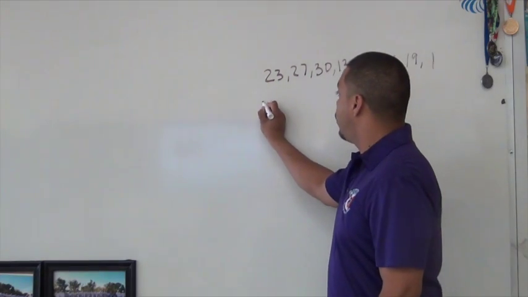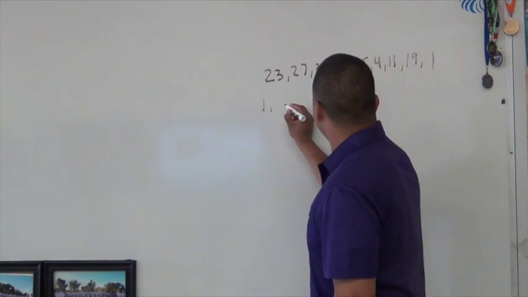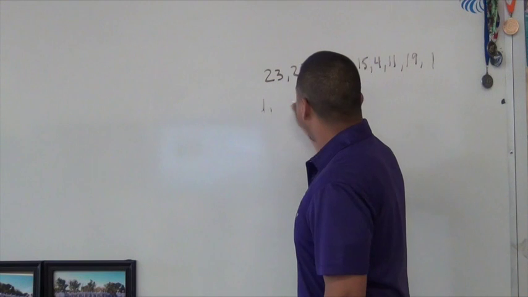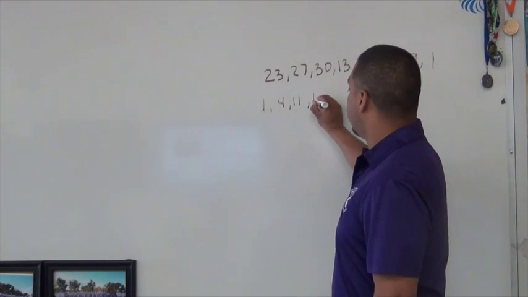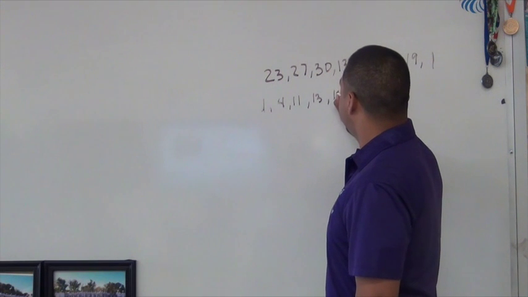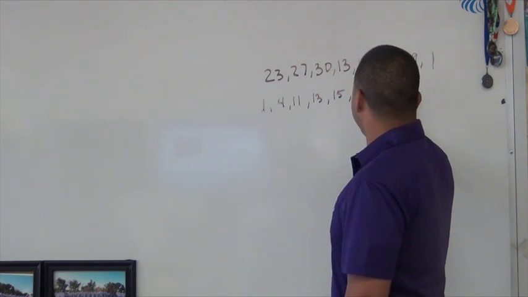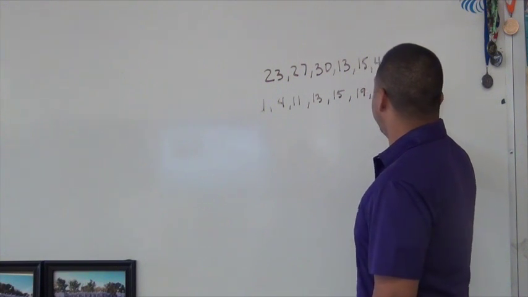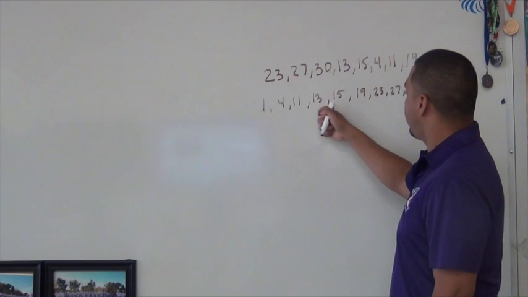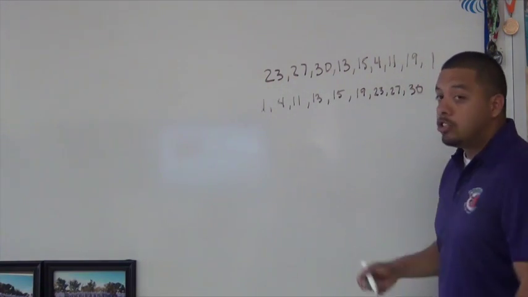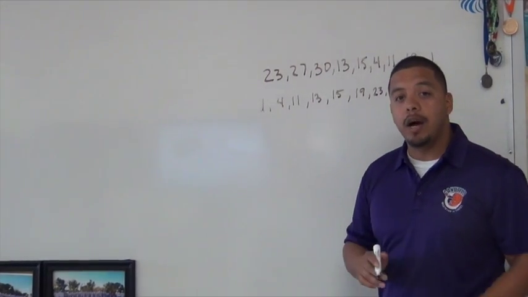So in this case, I'm going to organize them from least to greatest. The first one is 1, then 4, 11, 13, 15, 19, 23, 27, 30. That's it: 1, 2, 3, 4, 5, 6, 7, 8, 9. So there's your 9 digits. Now, using these digits, I'm going to create a box plot.